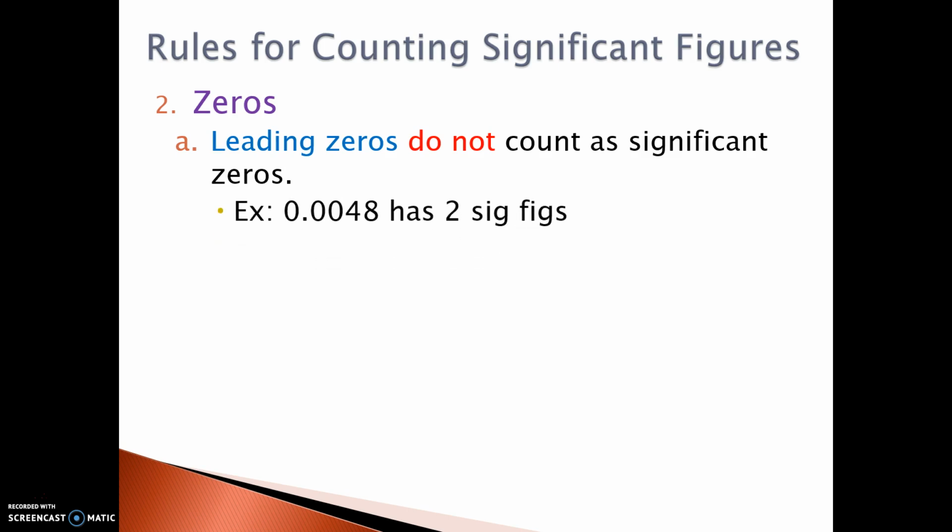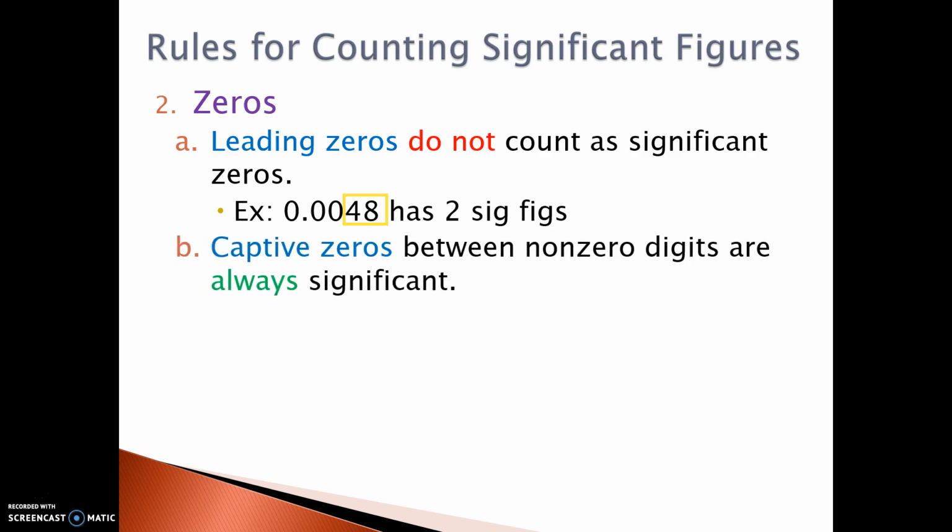These are place-holding zeros. So for example, the first 3 zeros in this measurement do not count as sig figs, and only the 4 and the 8 are significant, and this measurement has 2 significant figures. The second type of zero is called a captive zero, or sometimes I call these sandwiched zeros because they're between 2 non-zero digits, and they are always significant. For example, in this measurement, 16.07, we can't measure the 6 and the 7 without measuring the 0 in between. So all 4 of these digits are significant, and the measurement has 4 sig figs.